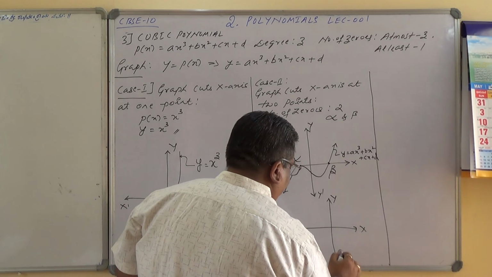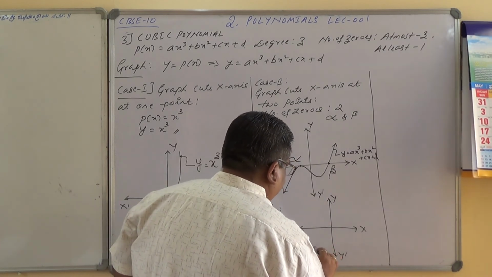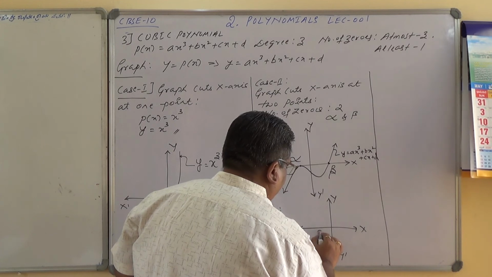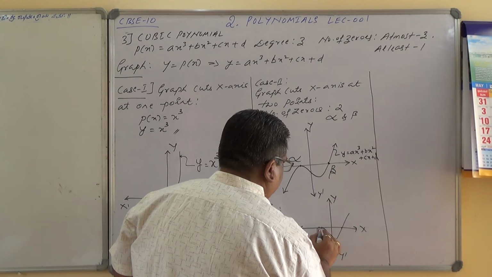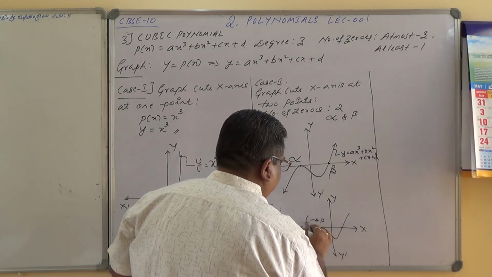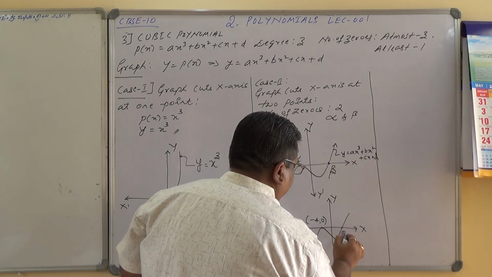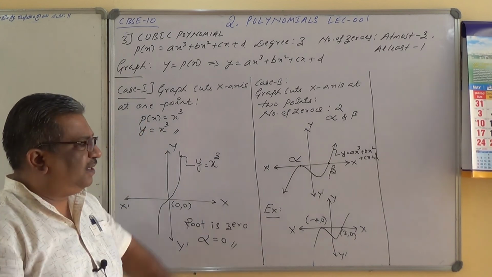x dash, y and y dash, something like this. This is coordinate of this is -4, 0, and here it is 3, 0. So can you guess what are the roots of this equation now?